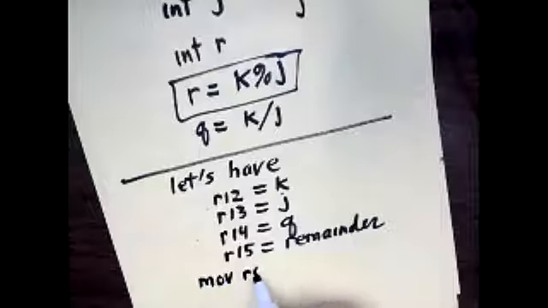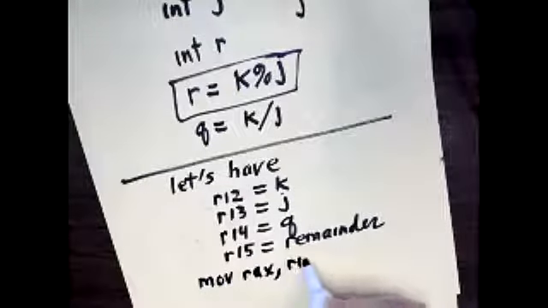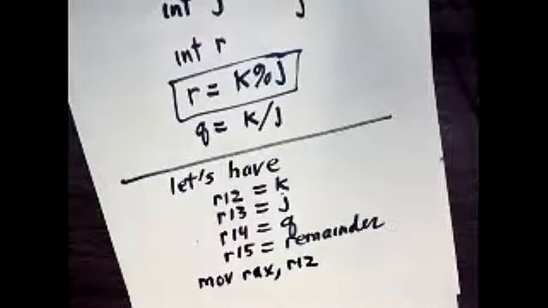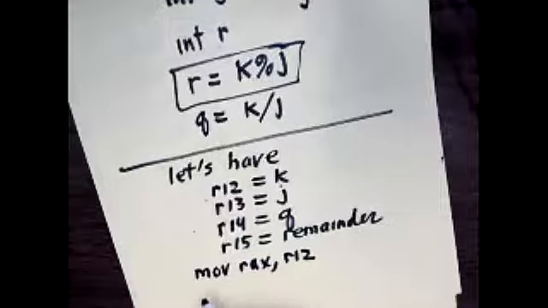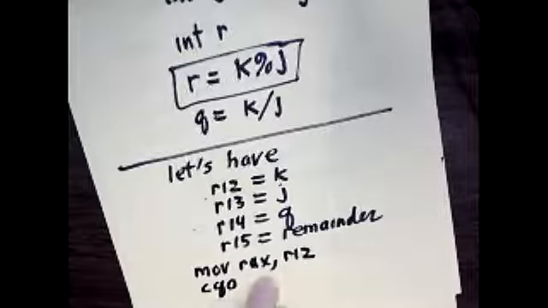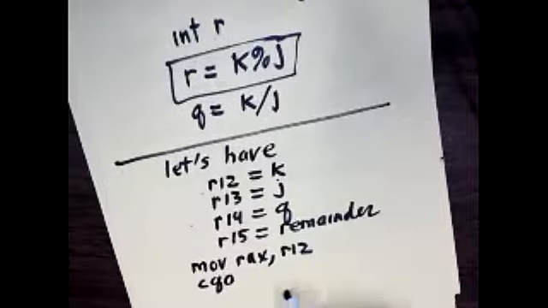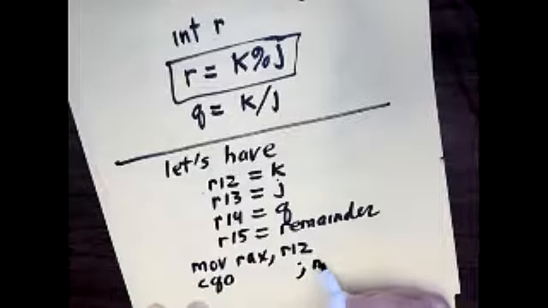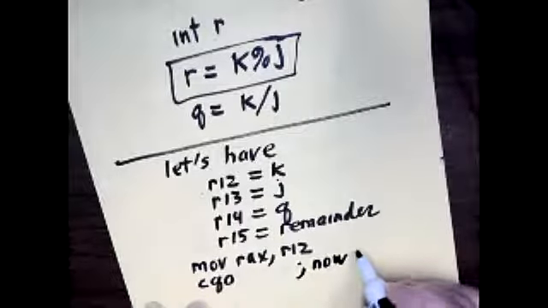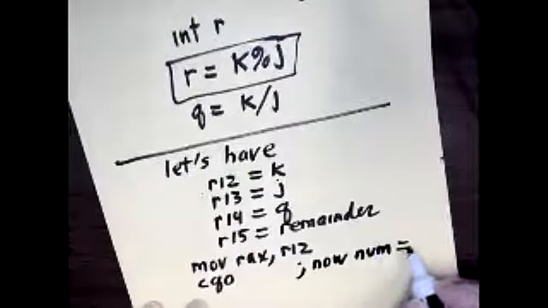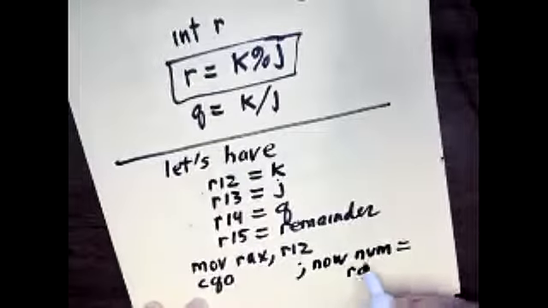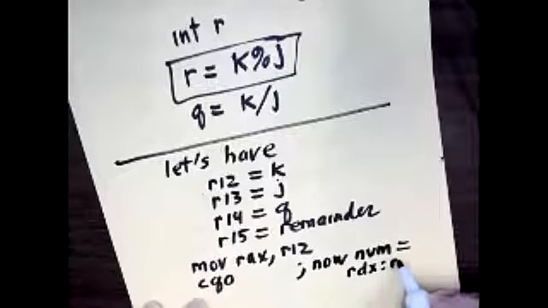Move RAX, R12. Then you expand RAX from its 64 bits to 128 bits. CQO. That instruction only acts on RAX. If you want to expand a number in some other register, you got to move it into RAX first. So now the numerator equals two registers working together: RDX and RAX.